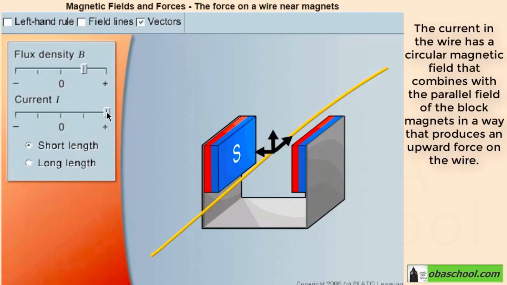upwards. The current in the wire has a circular magnetic field that combines with the parallel field of the block magnets in a way that produces an upward force on the wire.